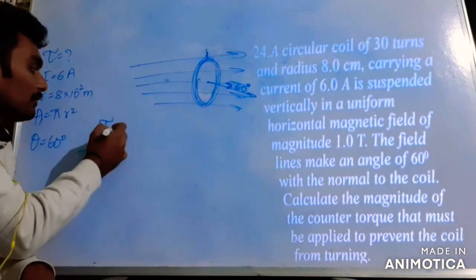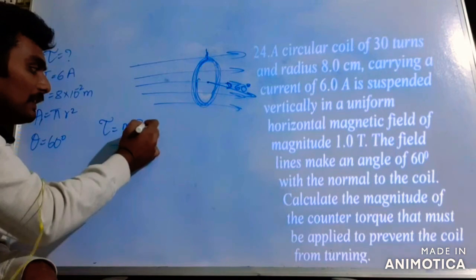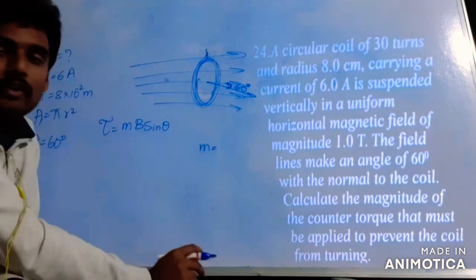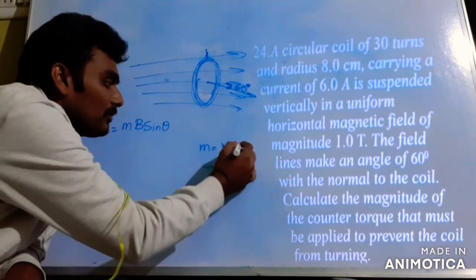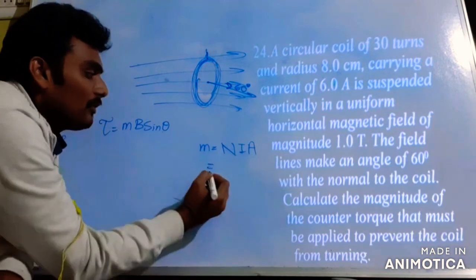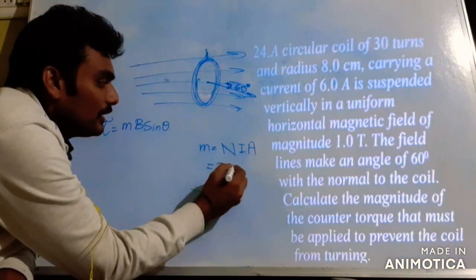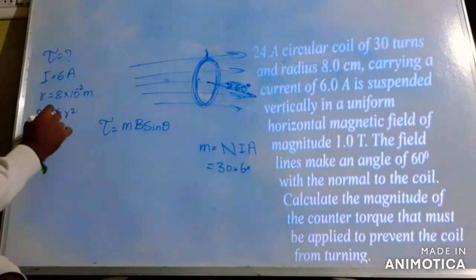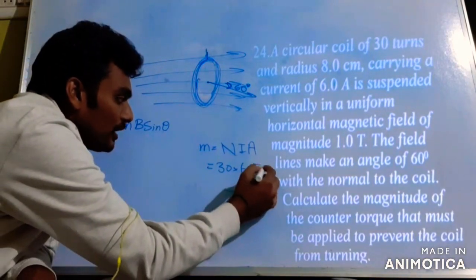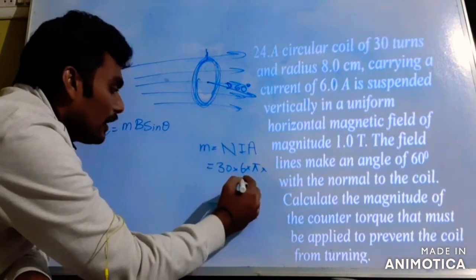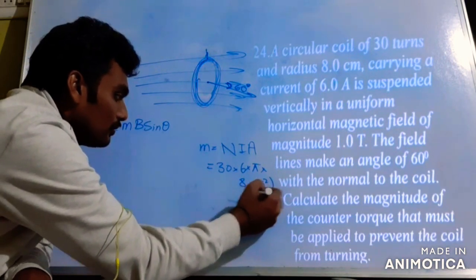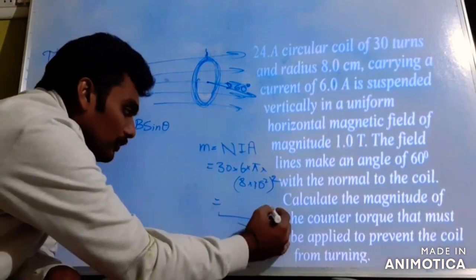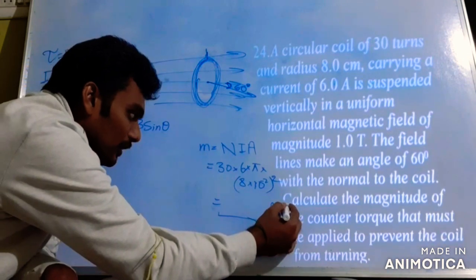So tau is equal to m cross B, mB sine theta. What is m? In the previous formula I simply wrote m is equal to IA. It is actually NIA, right? Number of turns into current into area of cross section. Simplify the terms. Number of turns is 30. Current through each turn is 6 ampere. Area, you take this pi r squared, pi into 8 into 10 to the power of minus 2, whole squared. Make use of calculator, get the value of m, so and so ampere meter squared.